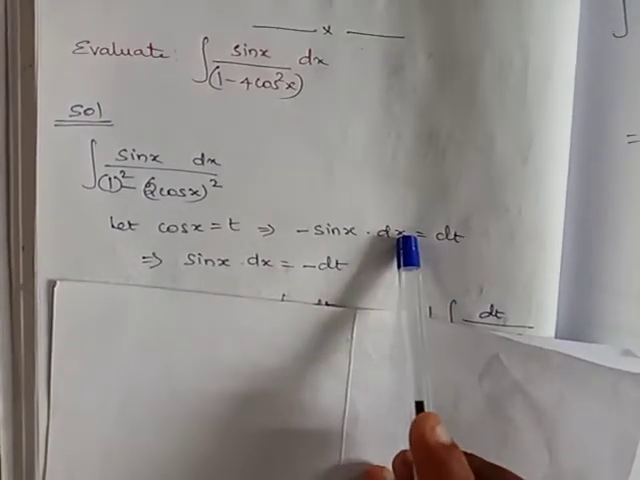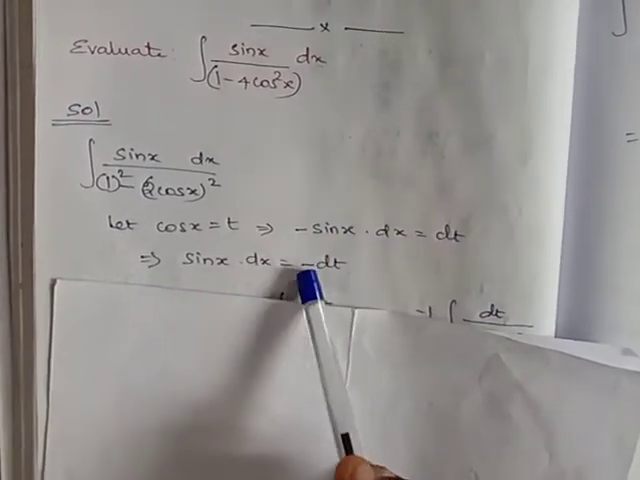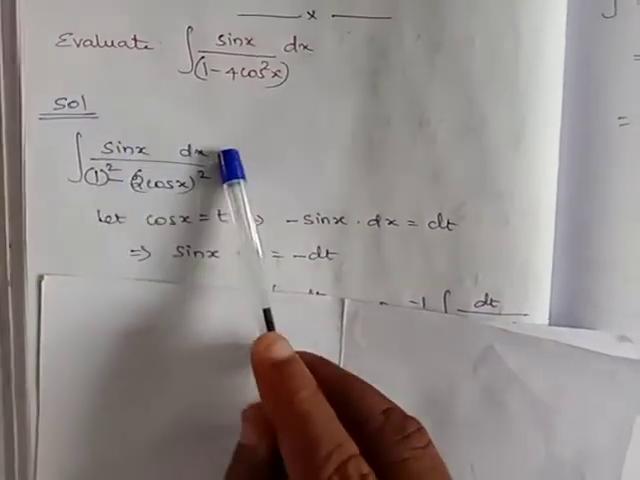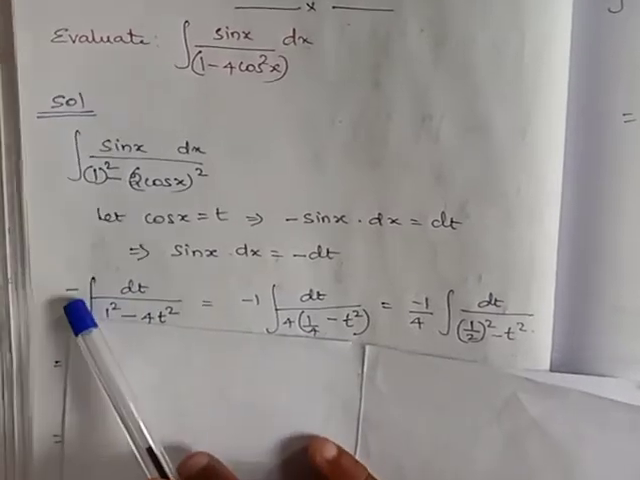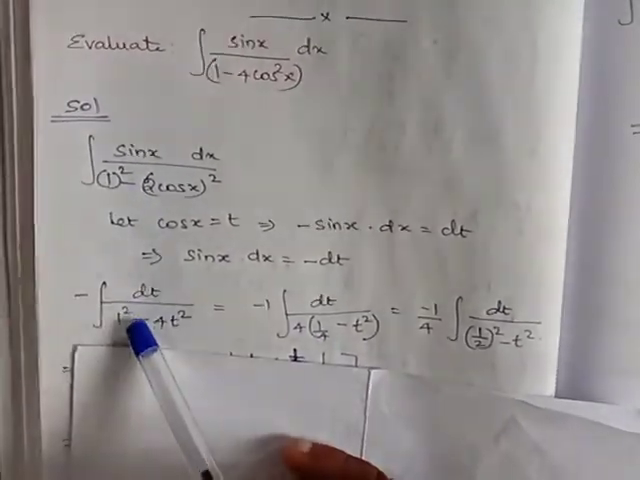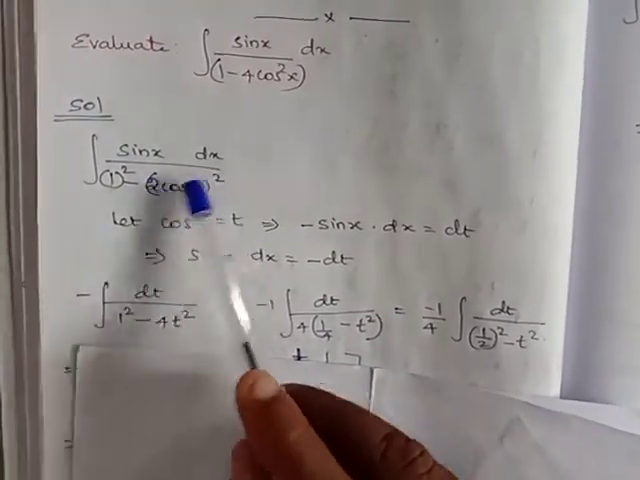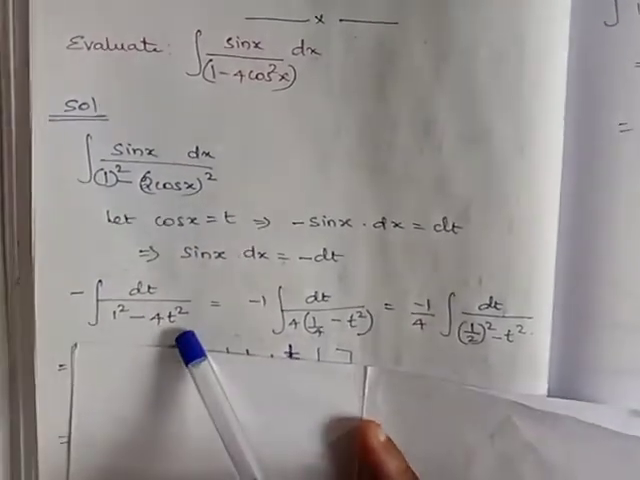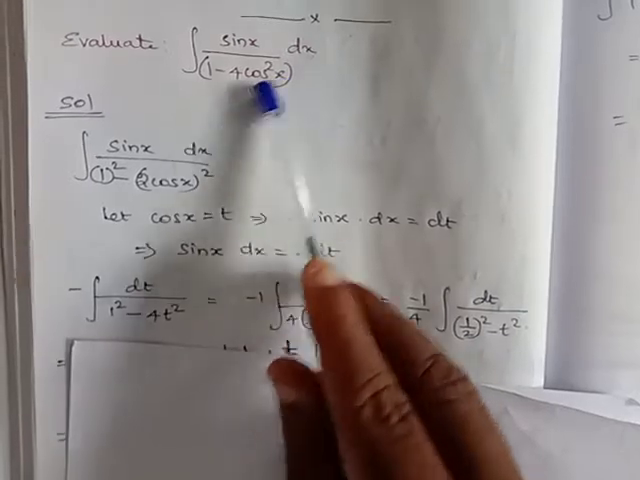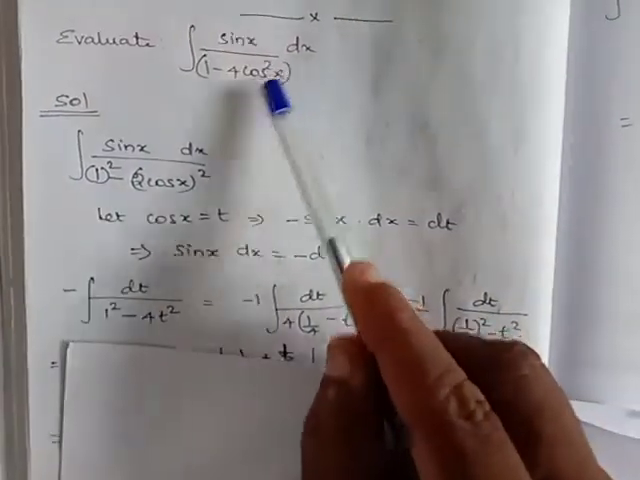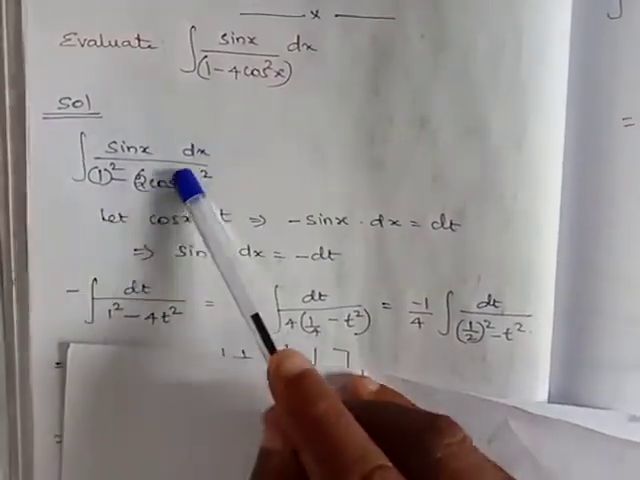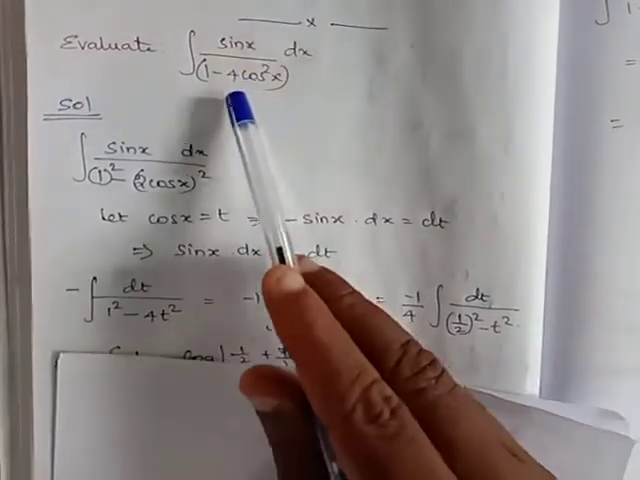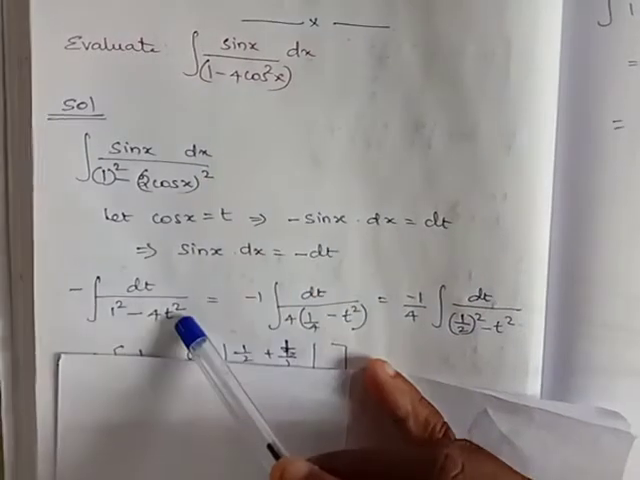We need sin x dx, so we are transferring this minus sign to the opposite side. So sin x dx is equal to minus dt. In place of sin x dx we are substituting minus dt, and 1 square as it is, this minus as it is, 2 square is 4. In place of cos x we are substituting t, so cos square becomes t square. You can understand this if you compare it.